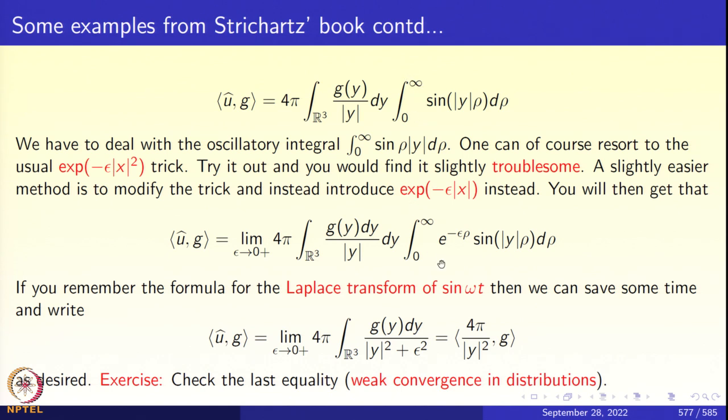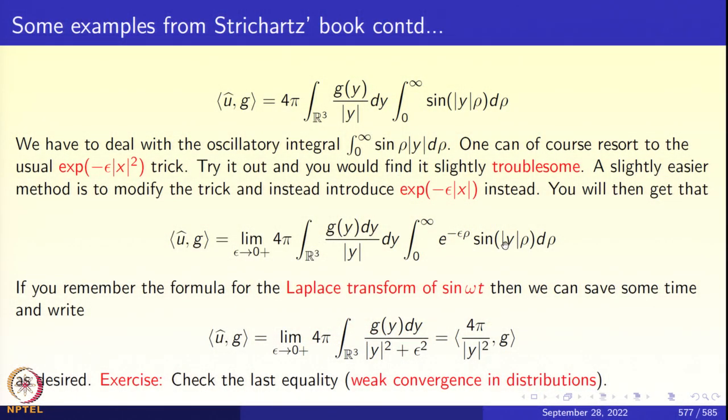Namely, the inner integral becomes e to the power minus epsilon rho sine mod y rho d rho. Now we must go back and consult tables of Laplace transforms that you taught your undergraduate students. The Laplace transform of sine and the Laplace transform of cosine. So what you see, the inner integral is the Laplace transform of sine. Or go ahead and integrate it using integration by parts twice, whichever method suits you. But I'm going to make my life easy simply by recalling the formula for the Laplace transform of sine. You're going to get mod y by mod y squared plus epsilon squared, and one mod y cancelled off. You are simply left with the integral over R3 of g(y) dy upon mod y squared plus epsilon squared.